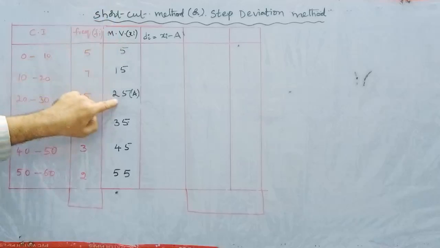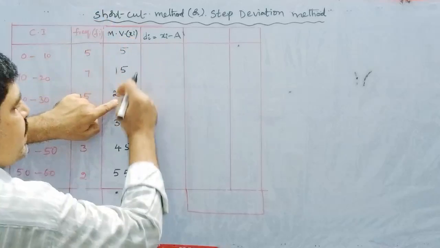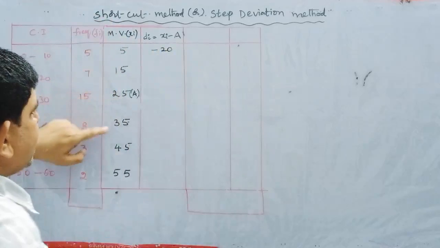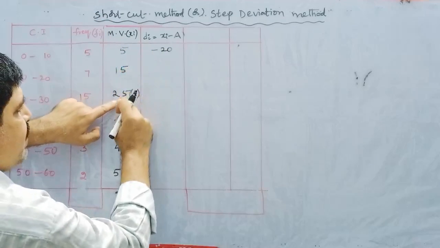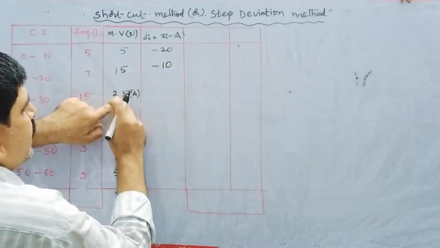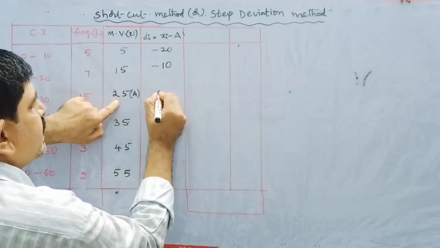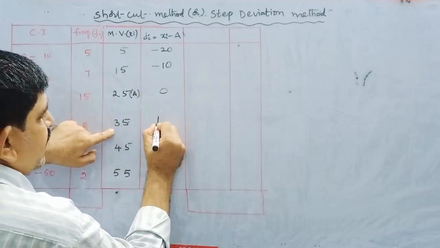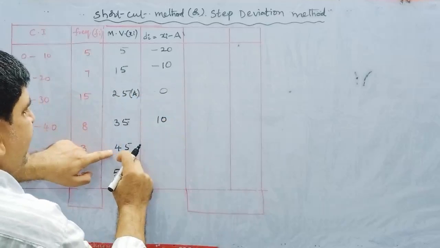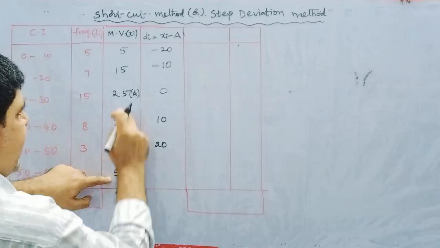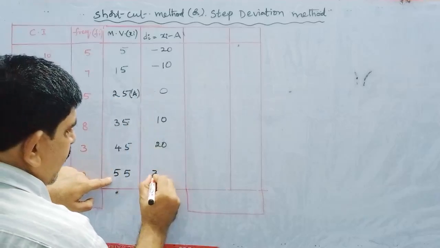Xi is the mid values. 5 minus 25 is minus 20. Next, 15 minus 25, minus 10. 25 minus 25, 0. 35 minus 25, 10. 45 minus 25, 20. 55 minus 25, 30.